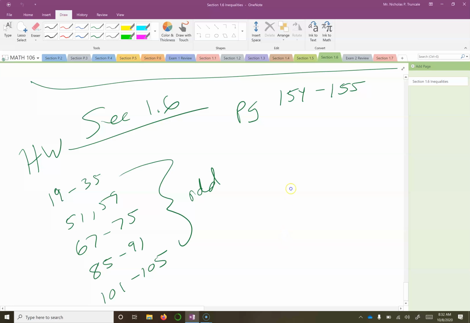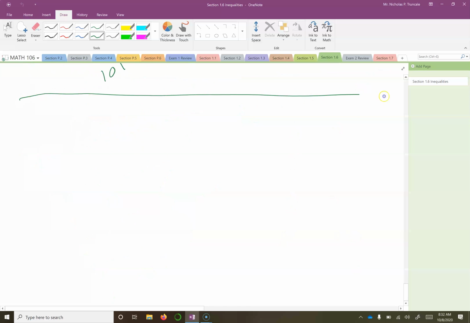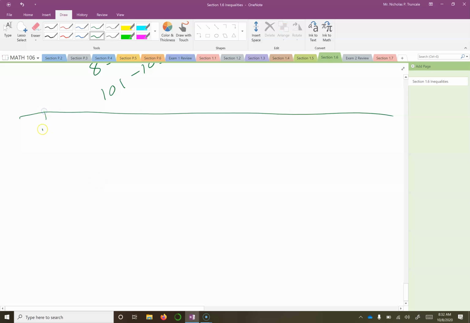So again, these homework problems will be at the bottom of the section 1.6 tab in the notes. 105. So we're looking at this, right? Is this what we have here? Okay. So this is one where we're going to have to use that test point method to figure out what the solution to this inequality is.